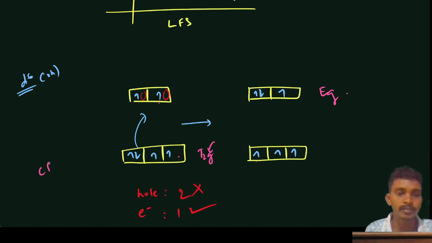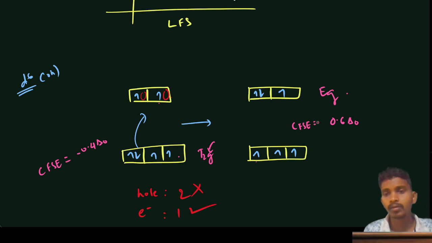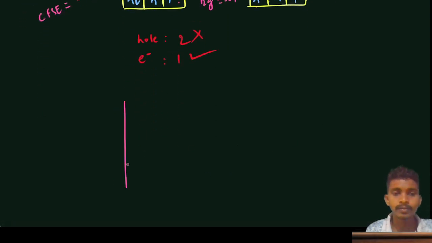Now the CFSE value I will calculate and assign to this value. So CFSE here will be, all are filled, so that will be 0, and this is minus 0.4 delta naught. In this case, hole only here is there, so that is 0.6 delta naught. This is the CFSE. So this value I will assign here: 0.6 delta naught, and this value is minus 0.4 delta naught.